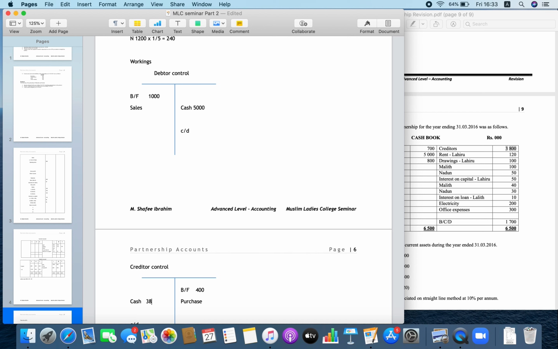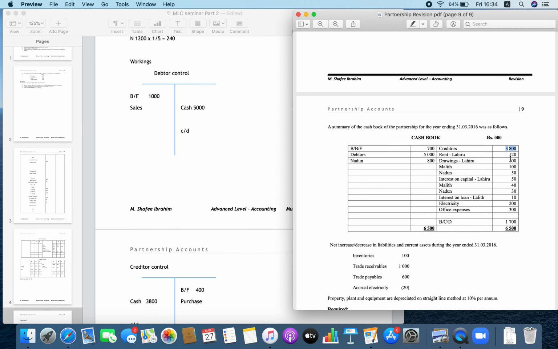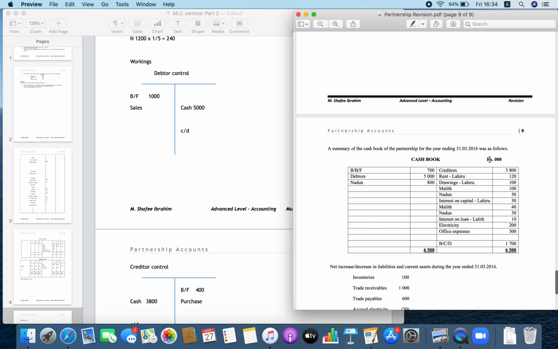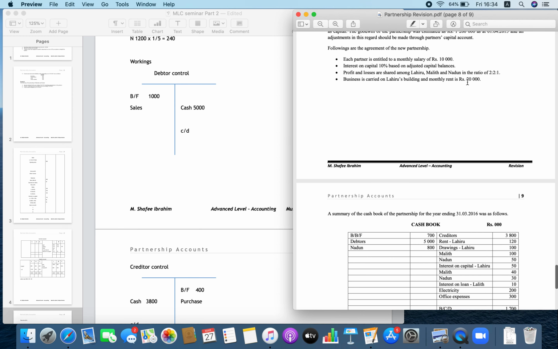Right, 3800. So again remember, in your cash book this is coming on the credit side, that's why in the control account this now comes on debit side, simple double entry. Right, rent Lahiru 120. So guys, if you have not forgotten, in the agreement Lahiru is supposed to get a total rent monthly of 240.